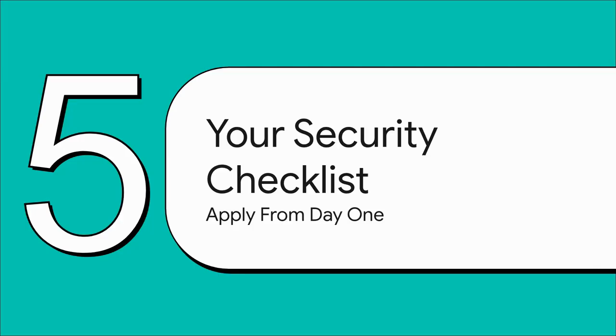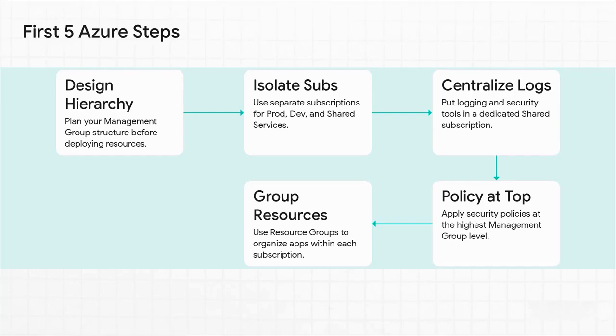Okay, so let's take everything we learned from that company's painful journey and turn it into a straightforward, actionable plan just for you. So here it is, your starting strategy. 1. Design your management group hierarchy first. Seriously, do this before you deploy anything. Trying to fix this later is 10 times harder. It's like framing the house before you put up the drywall. 2. Create separate subscriptions. This isn't just a nice-to-have, it's a core security principle. It creates a blast wall between your dev environment and your production environment.